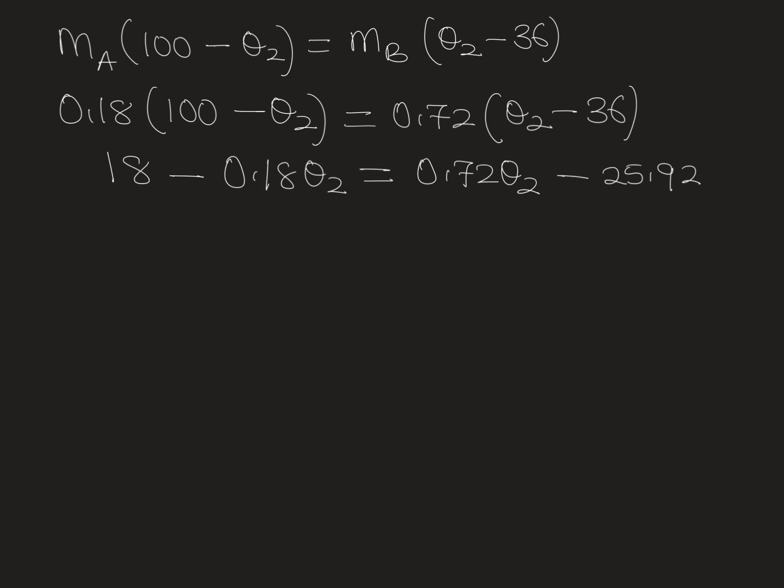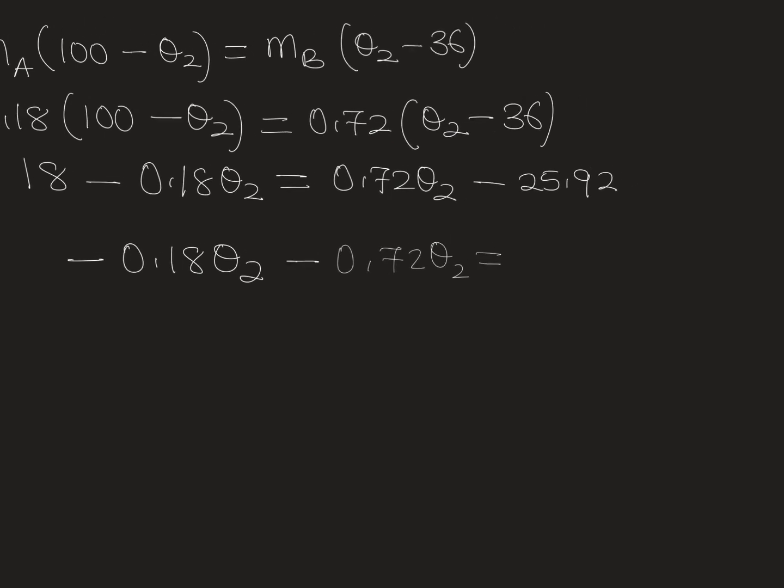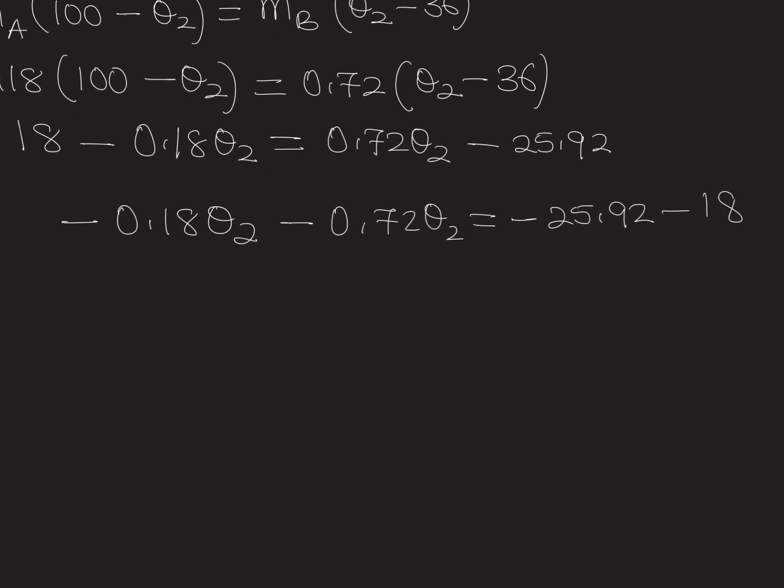So what can we do? We can collect like terms. Minus 0.18 theta 2 minus 0.72 theta 2 is equal to minus 25.92 minus 18. So minus 0.18 minus 0.72, that is minus 0.9 theta 2. So this is equal to minus 25.92 minus 18, which is minus 43.92. Negative signs will cancel out.